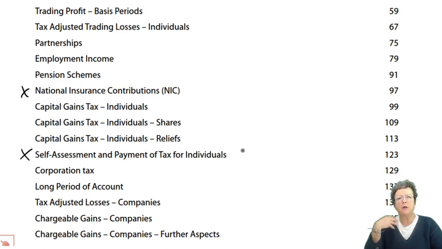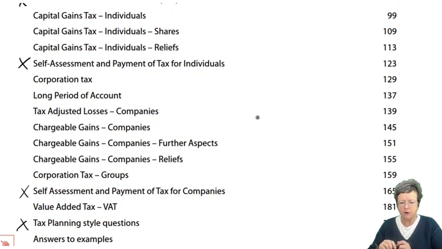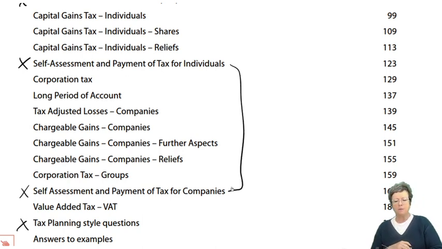There you will learn who pays what, what checks and balances are in place, what the penalties, interests, all of those sort of things are. These two are very much the same kind of questions, situations. Self-assessment, payment of tax for companies. So when they have to pay it, when they have to submit their tax returns, what happens if they don't, what the revenue responsibilities are, those sort of things you'll find in there.